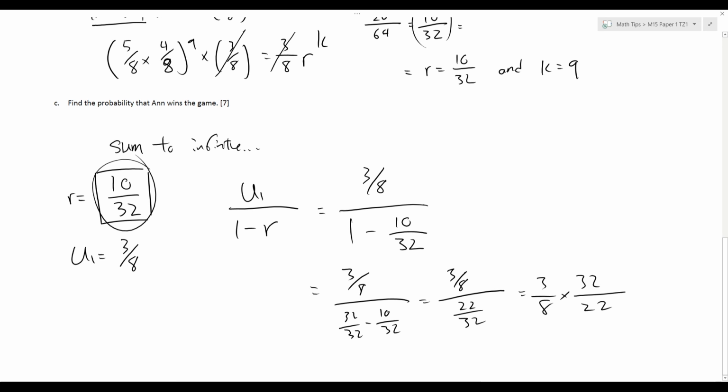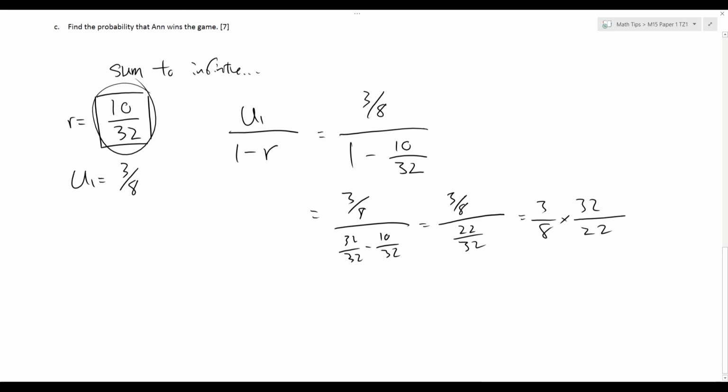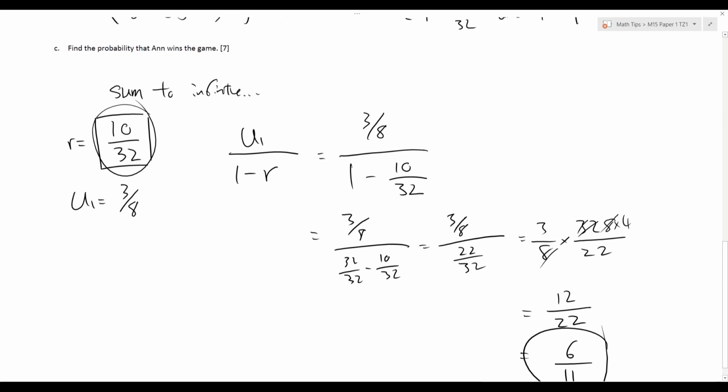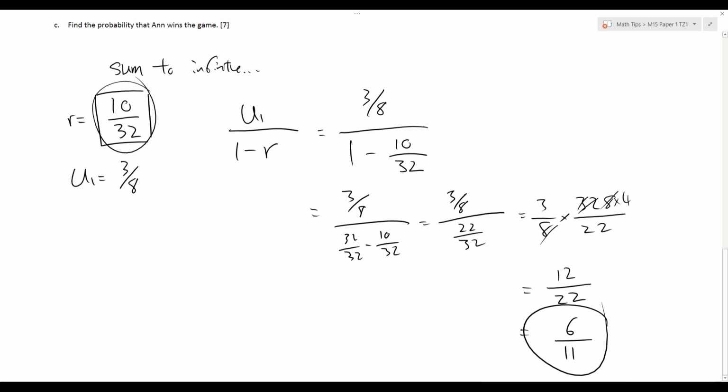Oh okay, this looks fancy. So let's simplify this. 32 could be written as 8 times 4. 8 and 8 cancel out. So I'm going to get 12 over 22, which is 6 over 11. Voila. So this is the probability that Ann will win the game.